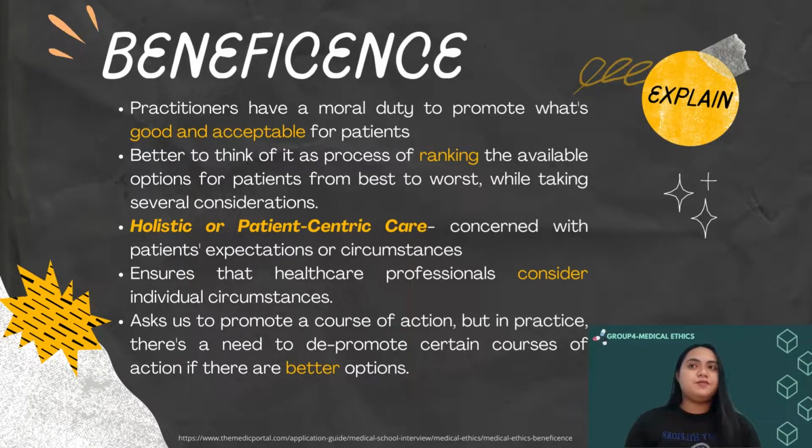It's better to think of beneficence as the process of ranking the available options for the patients from best to worst. Take into consideration the following aspects. Will the option resolve the patient's medical problem? Is it proportionate to the scale of the medical problem? Is the option compatible with the patient's individual circumstances? Is the option and the outcomes in line with the patient's expectations of treatment?